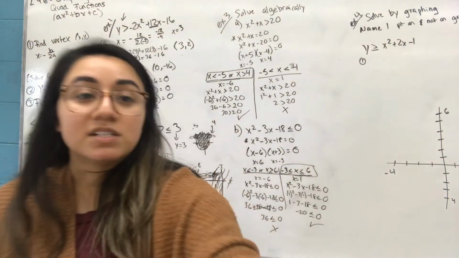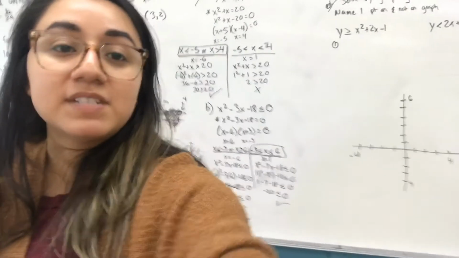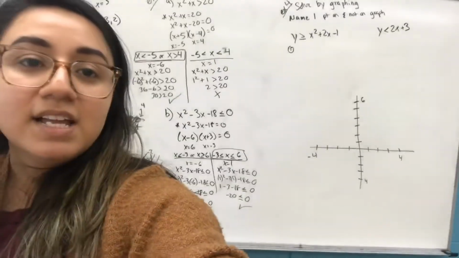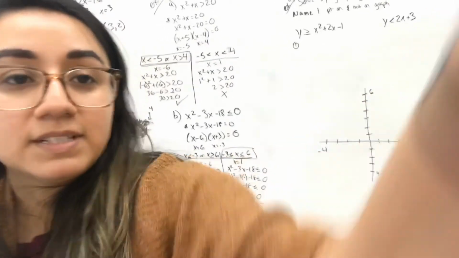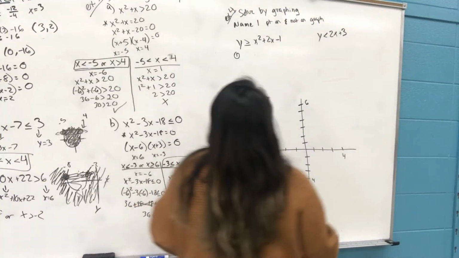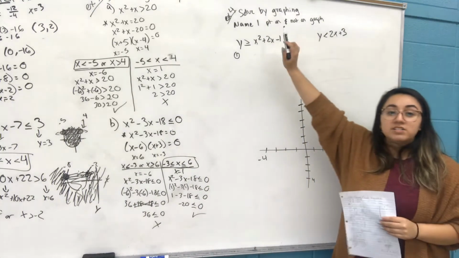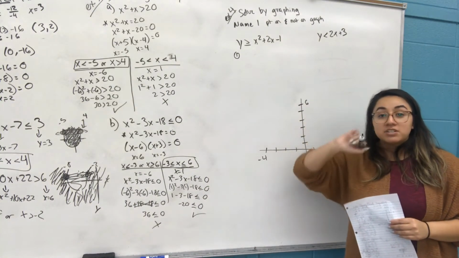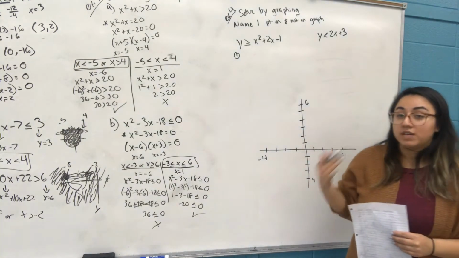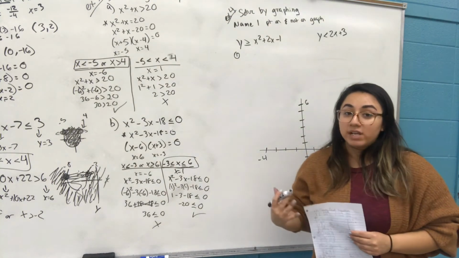The last one is solved by graphing. We're actually going to graph step by step. We have 2 inequalities. So just like systems of equations, this is a system of inequalities. Here, they want us to solve, and then name one point on the solution area and one point that's not on the solution area. So you have to graph it to see what points you will use.